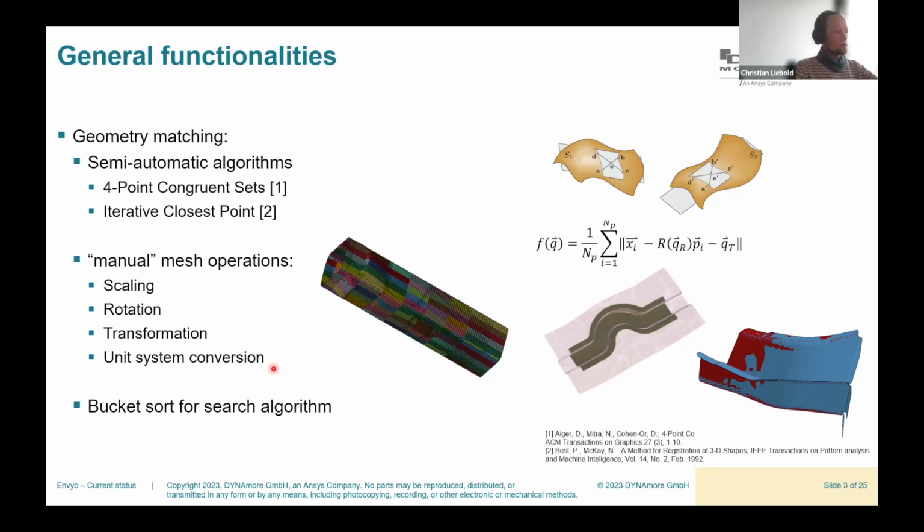And of course, if we do transformations like rotations and things, we consider that as well, for fiber orientation tensors, for example, or directions which are provided in a global coordinate system.